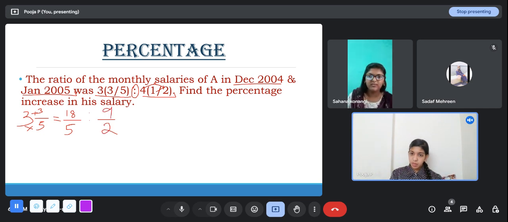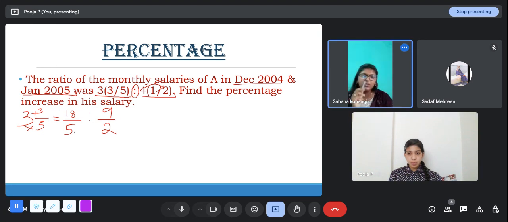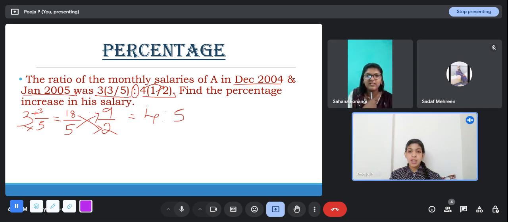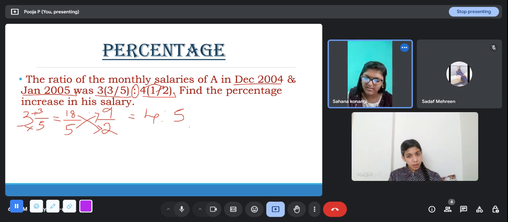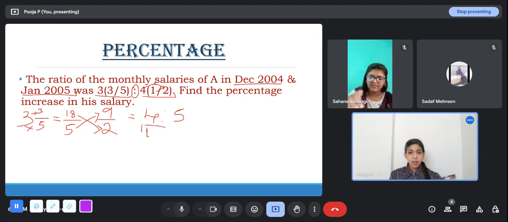Yes, ma'am. So now it is still in fractions, the ratio. You need it in numbers. So how is what I'm asking. Should we cross multiply it? Yes, you will have to cross multiply it. Okay, ma'am. So 36 is to 45. Simplify it. If you simplify, you will get it as 4 is to 5. So now you can take 4 is to 5, where 4 is your initial value and 5 is your final value.